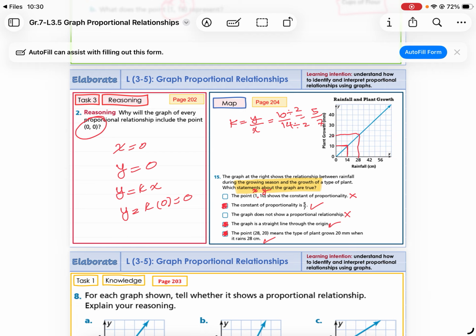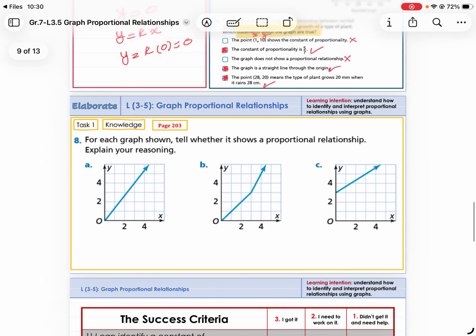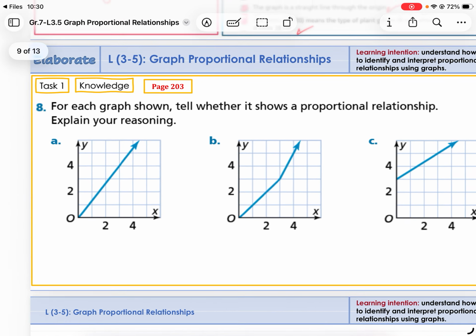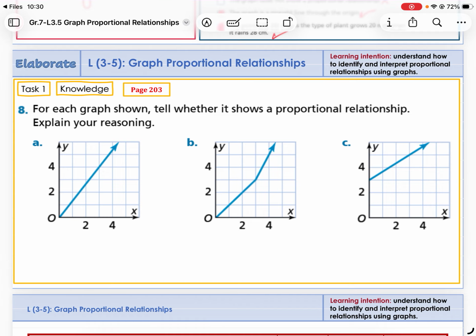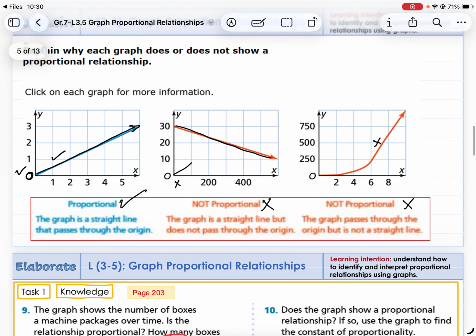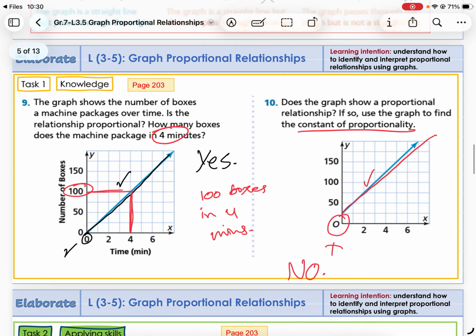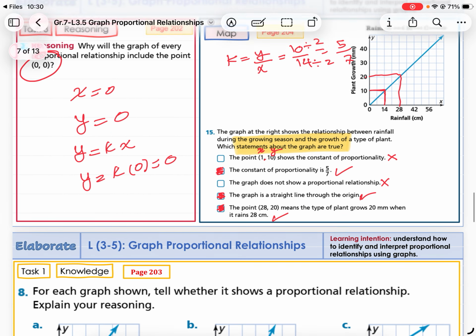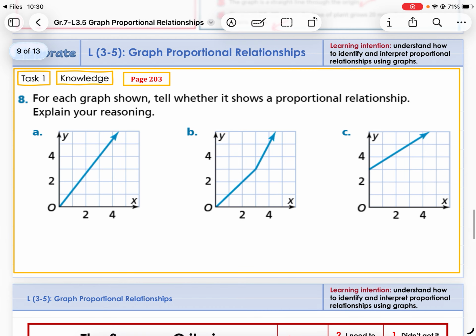Okay, guys. So yeah, that's it for this lesson. And the last question, I'm gonna leave it for you. Here they're asking you to tell whether it's a proportional relationship or not. This question is similar to this one. Okay, so you can get your answers from here. You have the same two reasons. It should be a straight line and it should be passing through the origin. If it's not a straight line, then it's not proportional. If one condition is out, then we cannot call this relationship a proportional one.